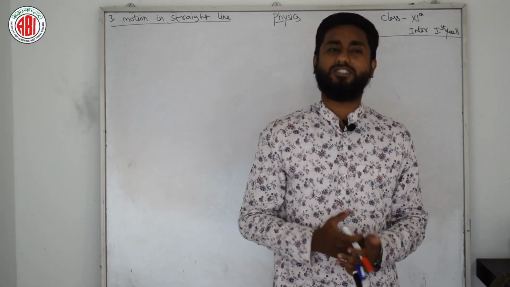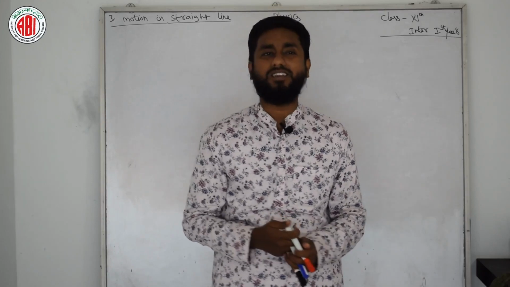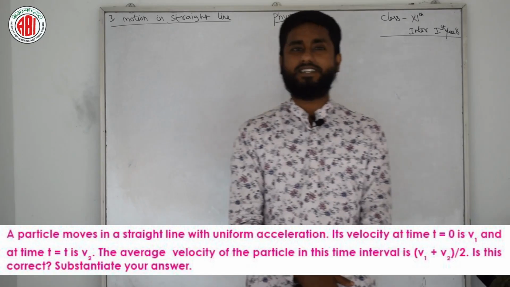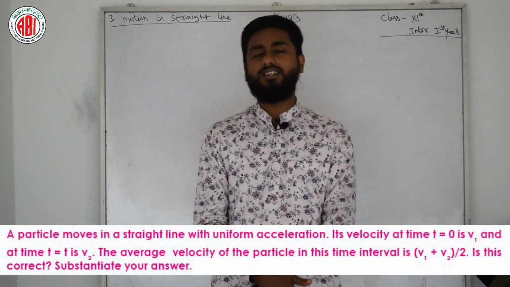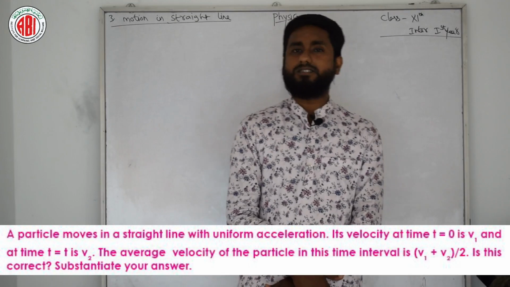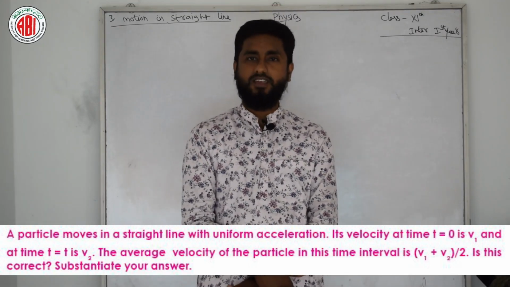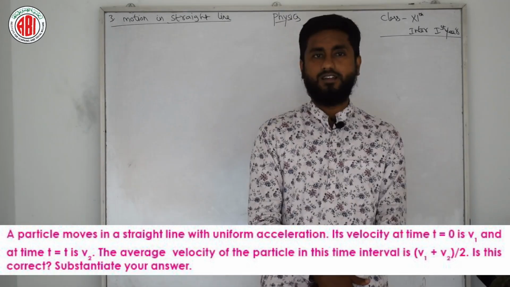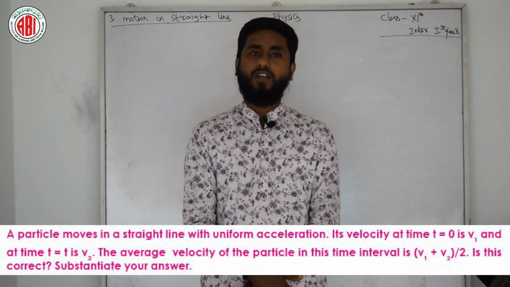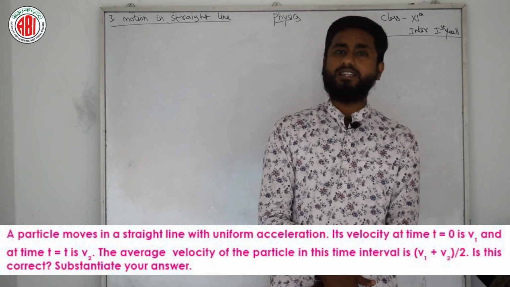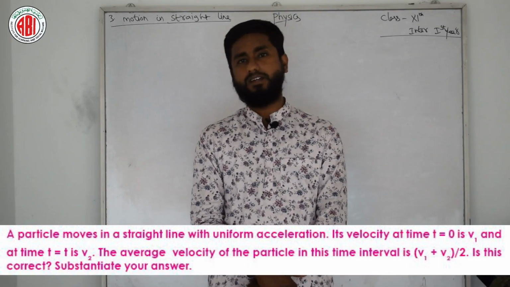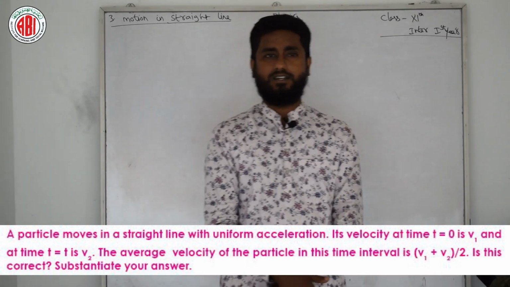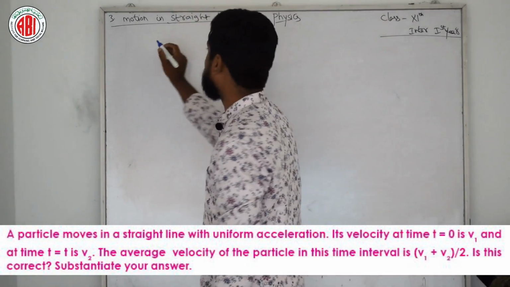Now to solve some numerics, I am displaying the question as you can see on the screen. A particle moves in a straight line with uniform acceleration. Its velocity at time t equal to 0 is v1, and at time t equal to t is v2. The average velocity of the particle in this time interval is (v1 plus v2) by 2. Is this correct? Substantiate your answer.